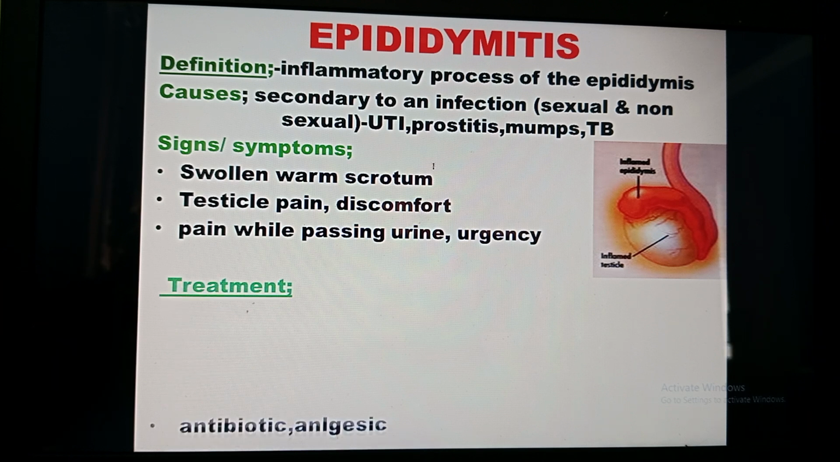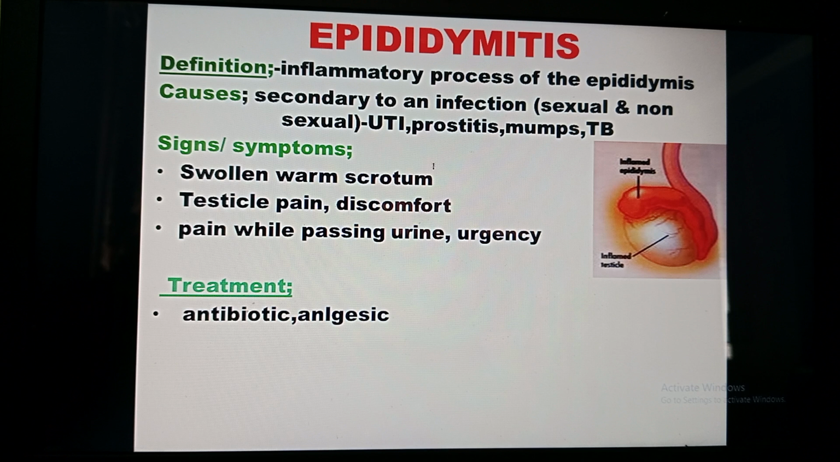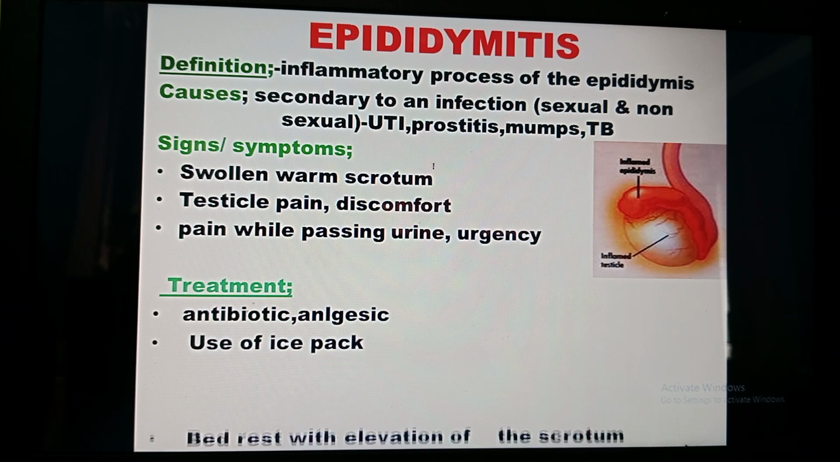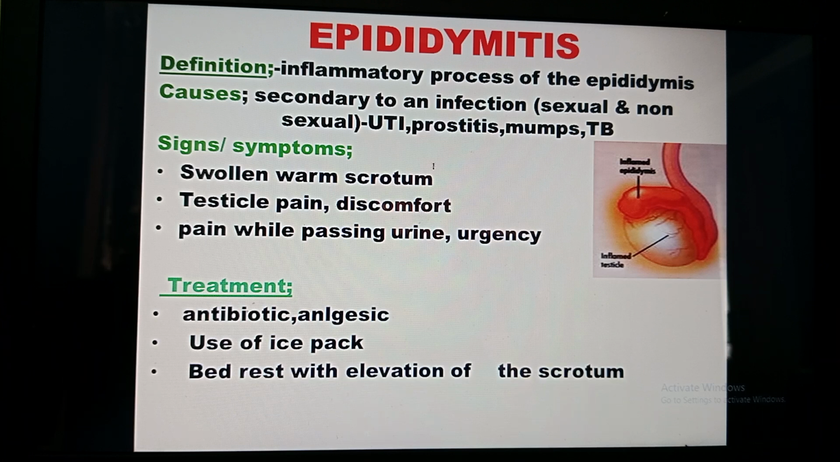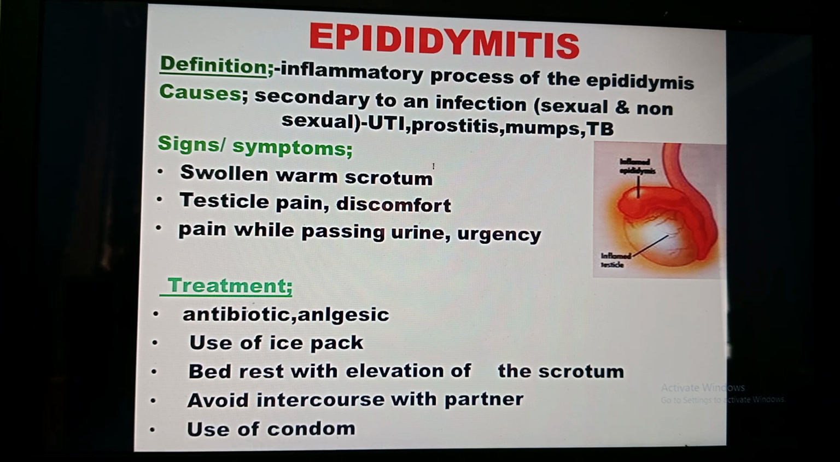What may be the treatment? Since it is an infection, it is treated with antibiotics, analgesics, use of an ice pack, and bed rest with elevation of the scrotum. Avoid intercourse with the partner. If he is married, of course, until his infection completely reduces, the client has to avoid intercourse, and after that, for some time, when he is having love with his partner, he has to use a condom.